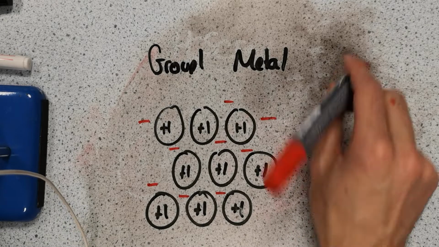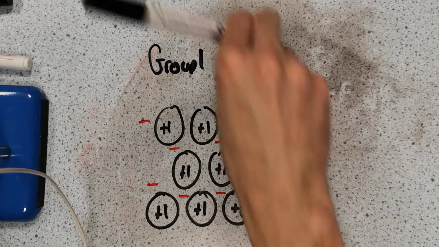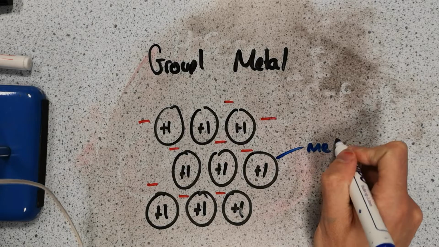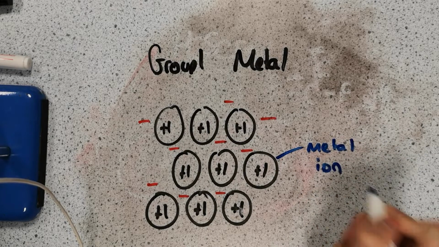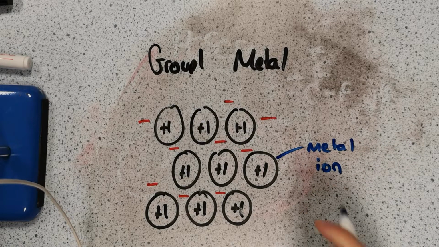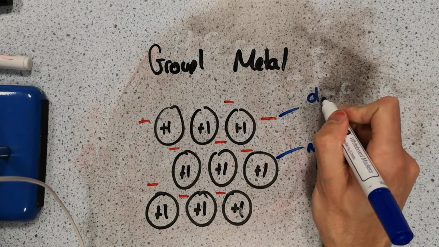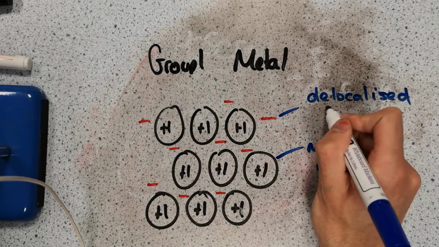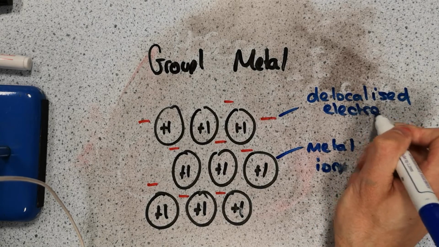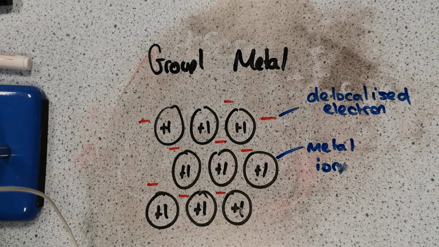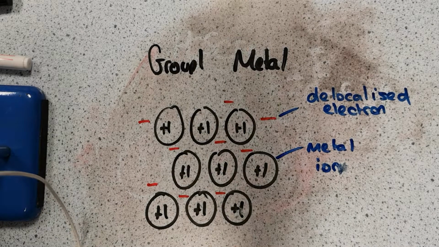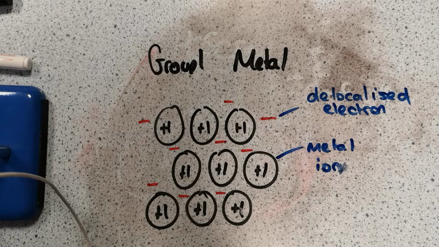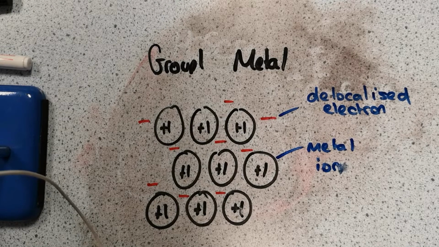The question asks for you to label it. So in a different colour pen, we've got here our metal ion, and this is a delocalized electron. You could possibly get away with free electron, although delocalized electron is a better term, so will increase your quality grade. And that is exercises 4, 5, and 6.